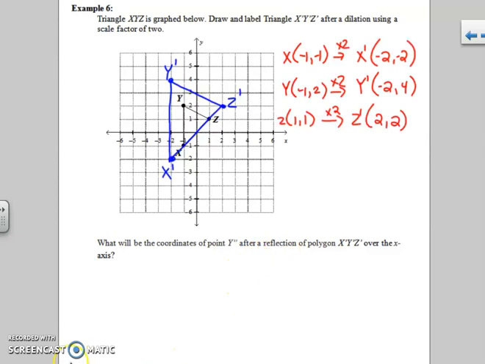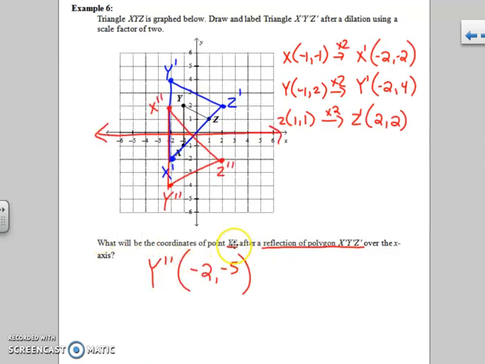You're going to have to do a reflection. What are the coordinates of Y double prime after a reflection of X, Y, Z prime over the x-axis? So first off, I drew a line on the x-axis, and then you had to flip the prime image over that. So we're ignoring that XYZ. Again, reflect X prime, Y prime, Z prime over this x-axis, and then my coordinates of Y double prime would be -2, -4. So you can do multiple steps, just make sure you put double prime if it's a second image.